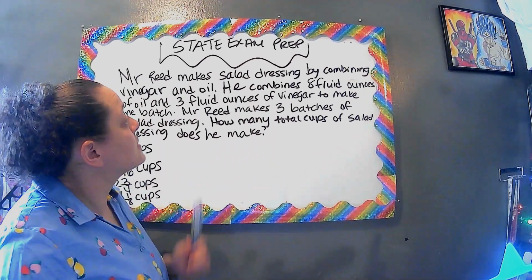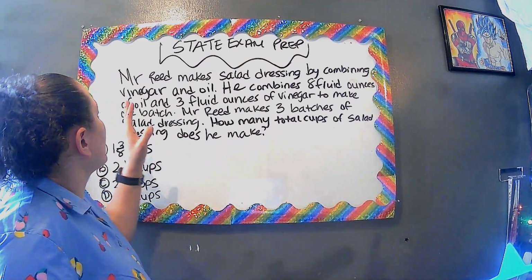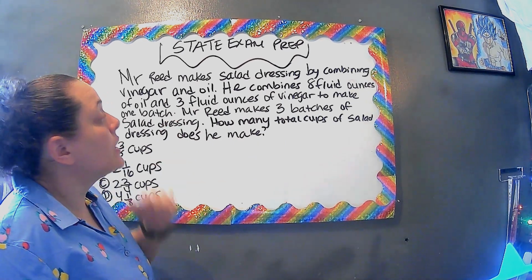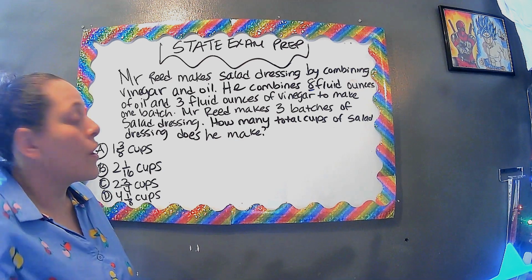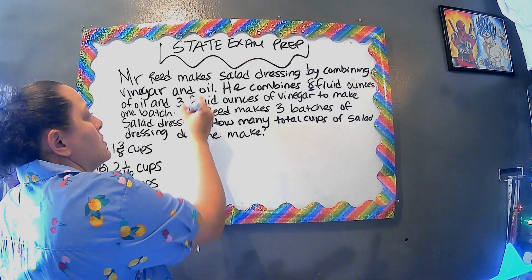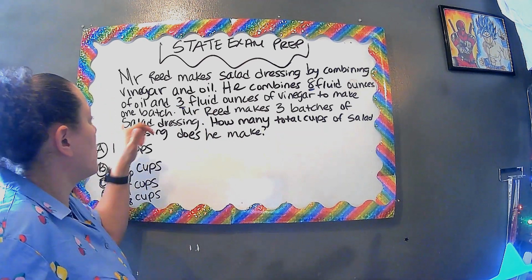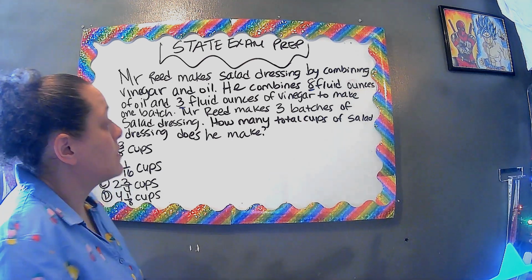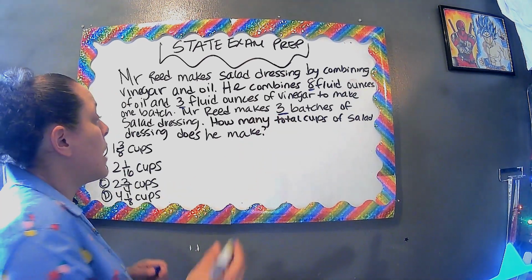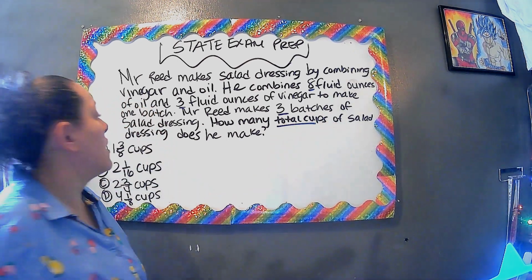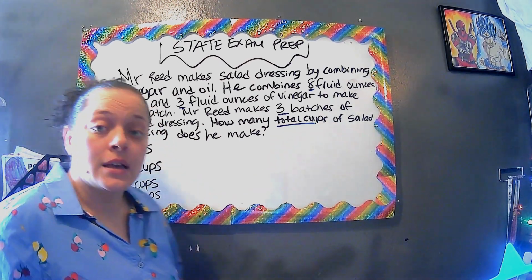Reed, and he is making salad dressing by combining vinegar and oil. He combines 8 fluid ounces, well, let's see, that may be important, of oil and 3 fluid ounces of vinegar to make 1 batch. Mr. Reed makes 3 batches of salad dressing. How many total cups of salad dressing does he make?